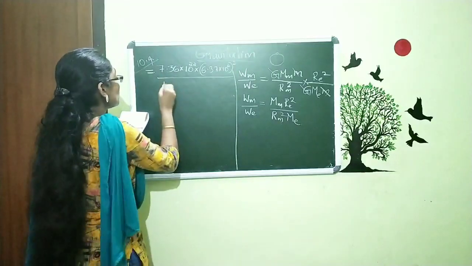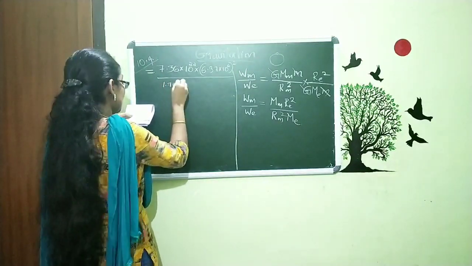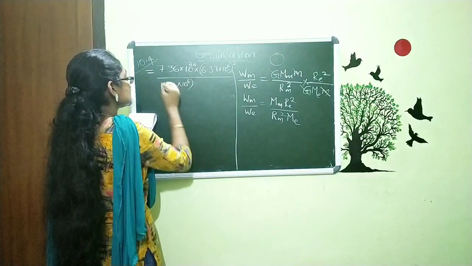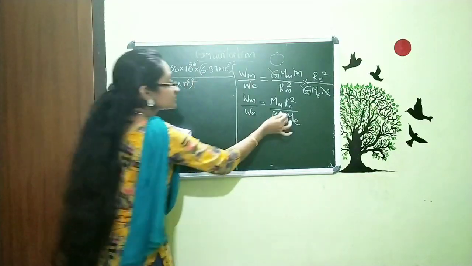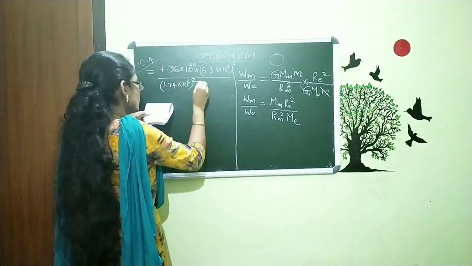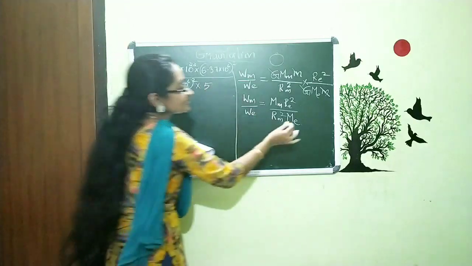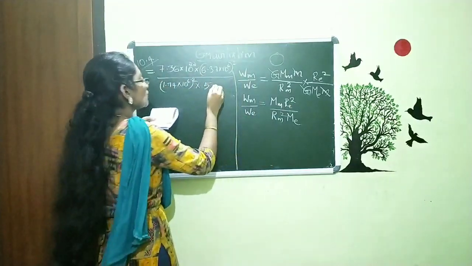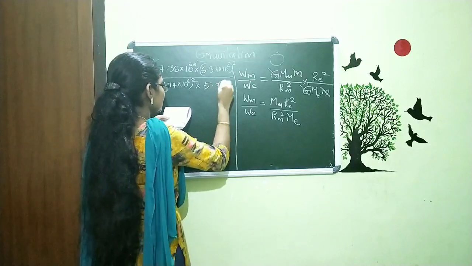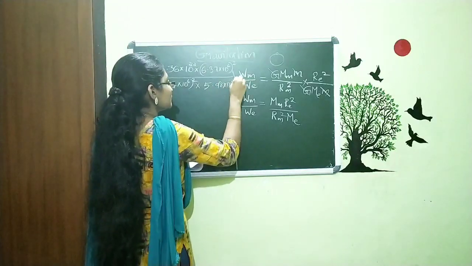So it is 1.74 into 10 raised to 6, all square. This square is this, into, what is this? Mass of the Earth, that is 5.98 into 10 raised to 24.